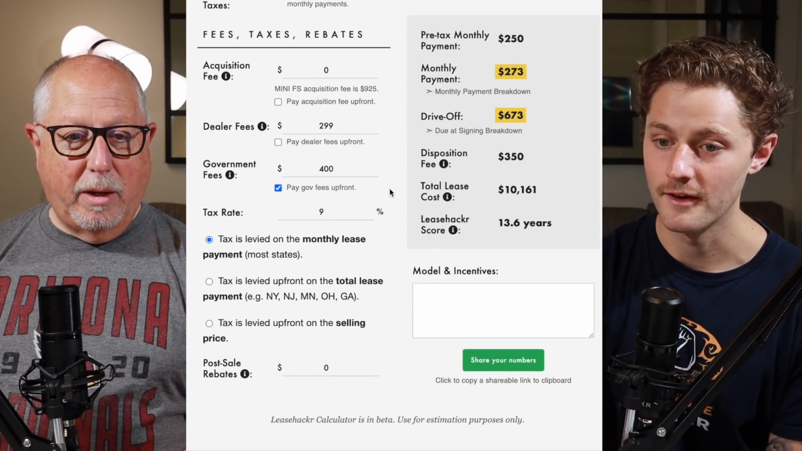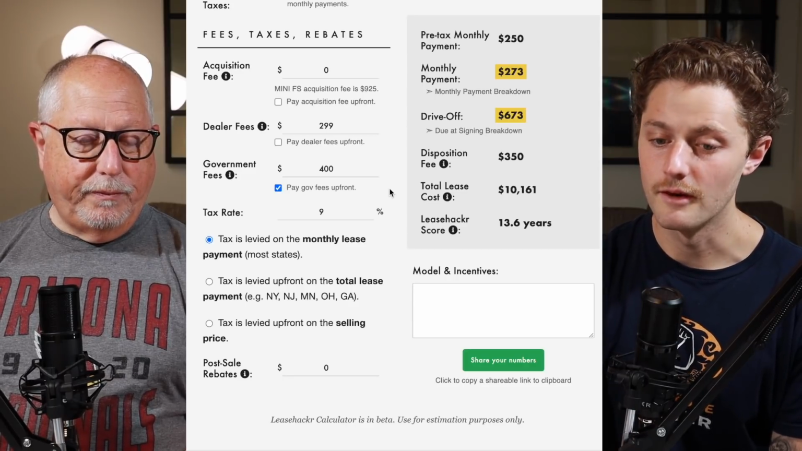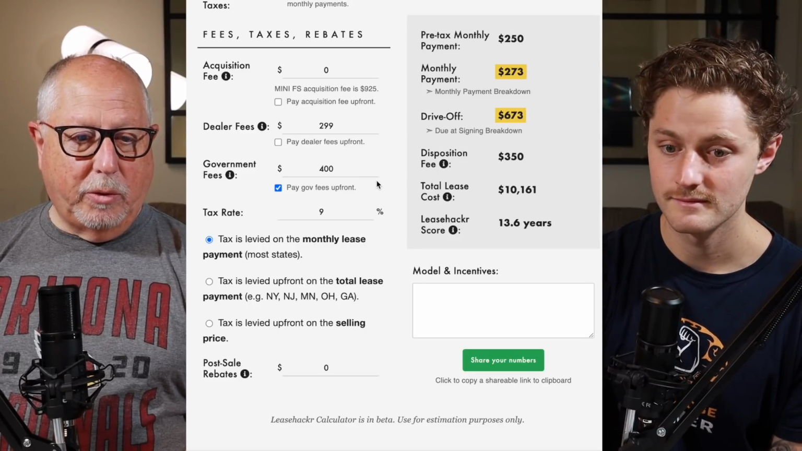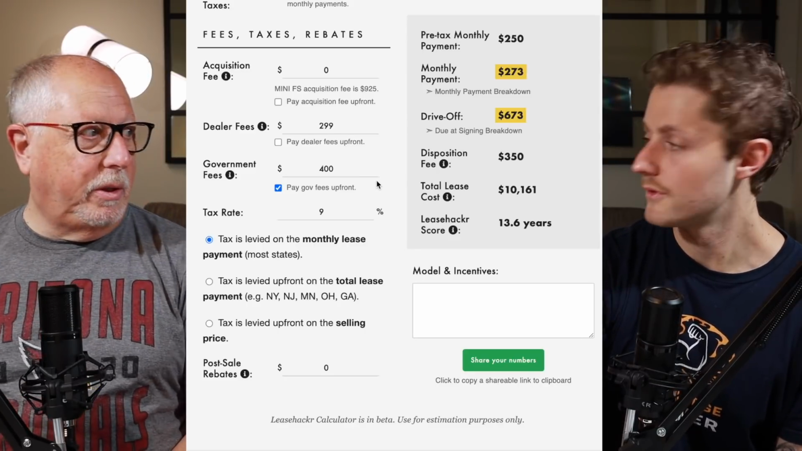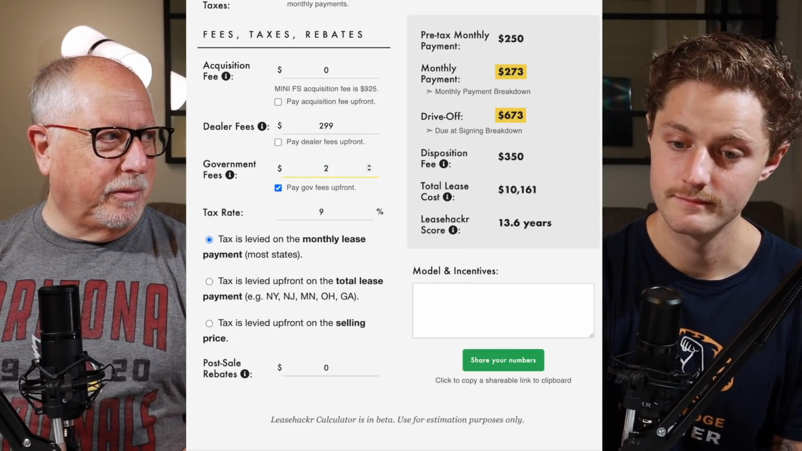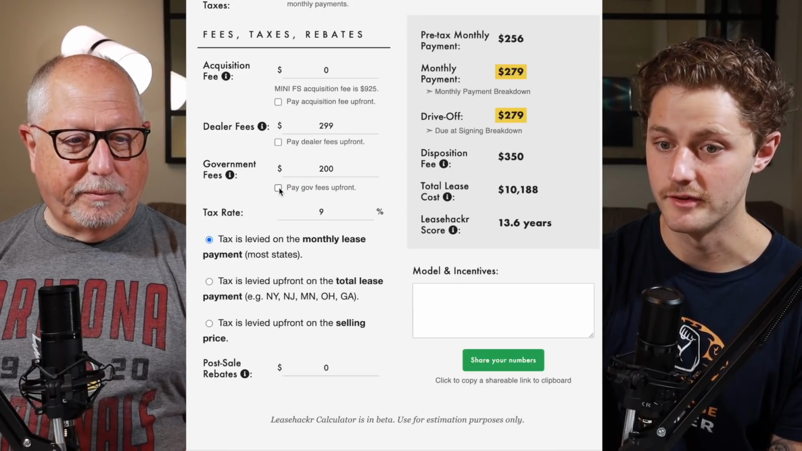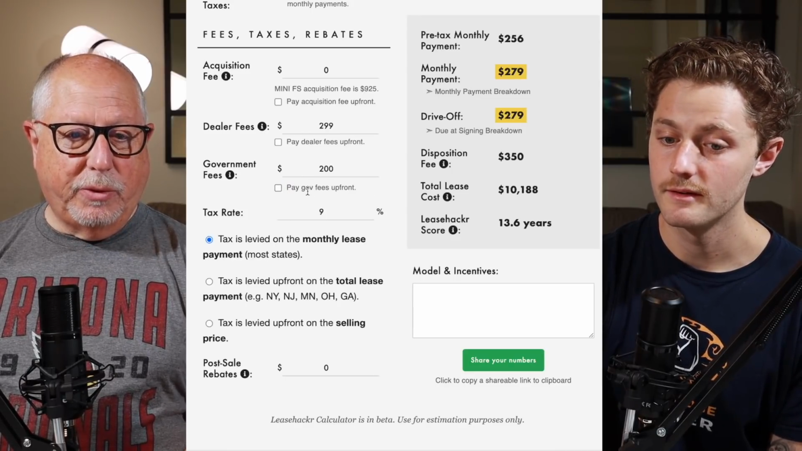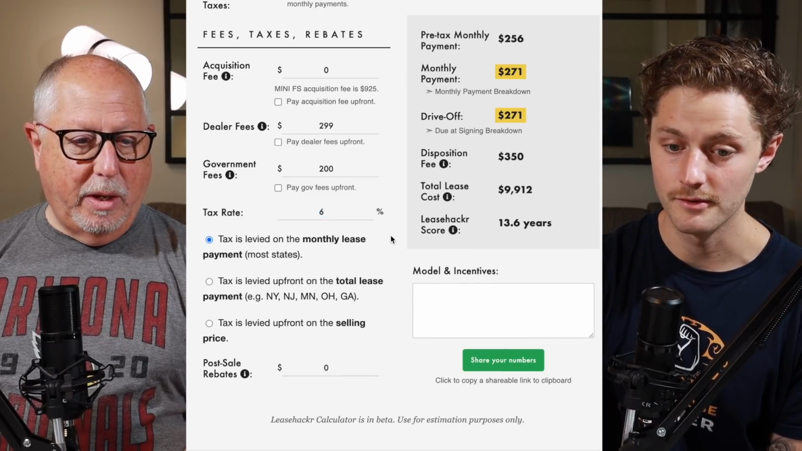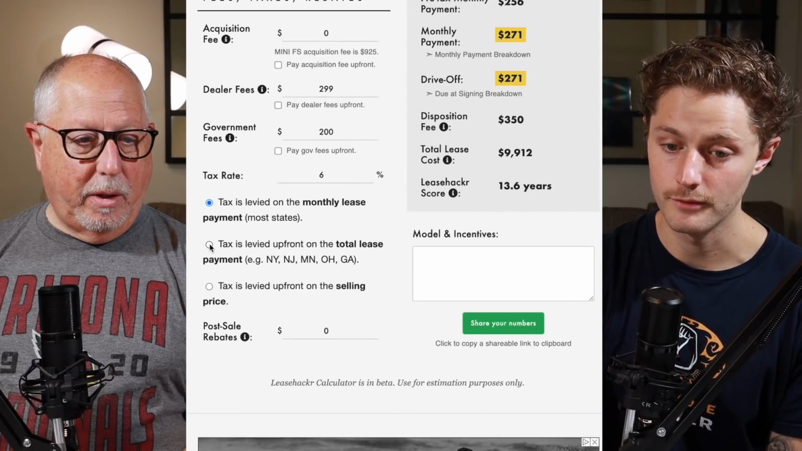Total lease cost $10,150. Yeah, $10,161. Government fees probably were somewhere around there. It was like $200, $138 for registration. And you rolled that into the lease as well. Everything. So you can see the lease cost going up just a little bit. Tax rate: 6% on leases in Maryland. Lease cost going down. Taxes levied up front on the monthly lease payment, or up front on the total lease payments.